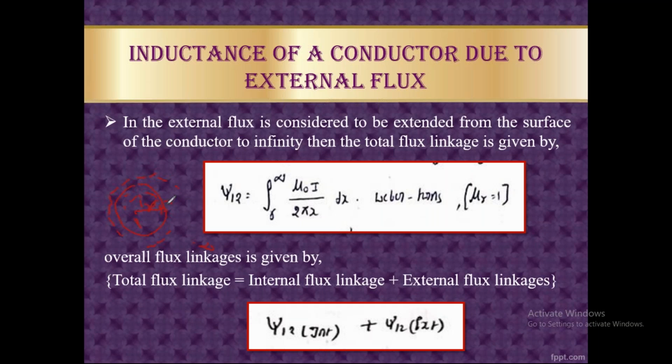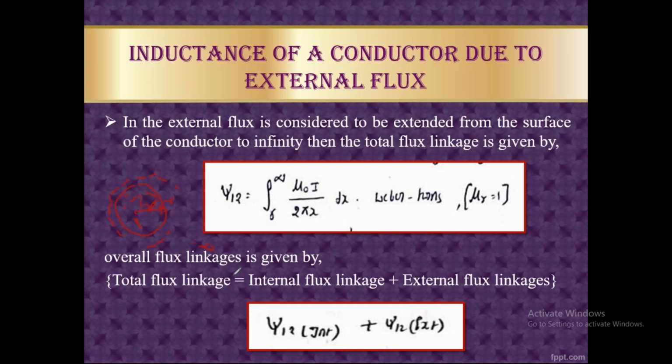So r is the outer point of the conductor and infinity is some point where the flux will be going to travel here. Now here μ I divided by 2 pi x into dx. Instead of μ I can write μ naught into μ r. So already μ r is equal to 1, right? So there is no need to write that here.